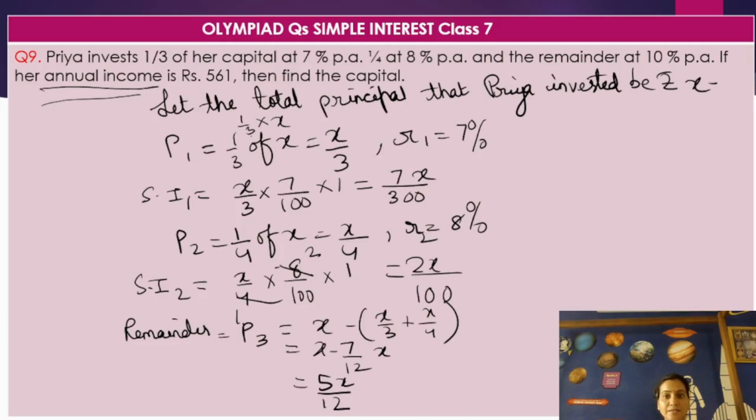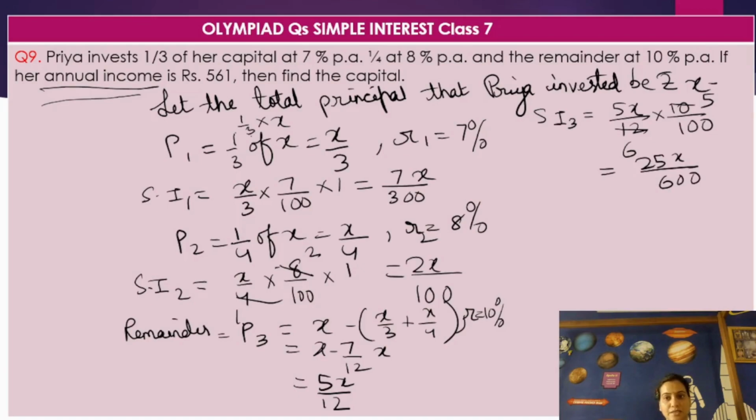And the rate of interest here is given as 10% per annum. So we will find the third simple interest, SI3, which will be equal to 5x/12 into 10/100. Here I'll cancel out: 2 sixes are 12, 2 fives are 10. So what remains is 25x/600. So these are all the three simple interests. If she adds all of it, it becomes equal to rupees 561.